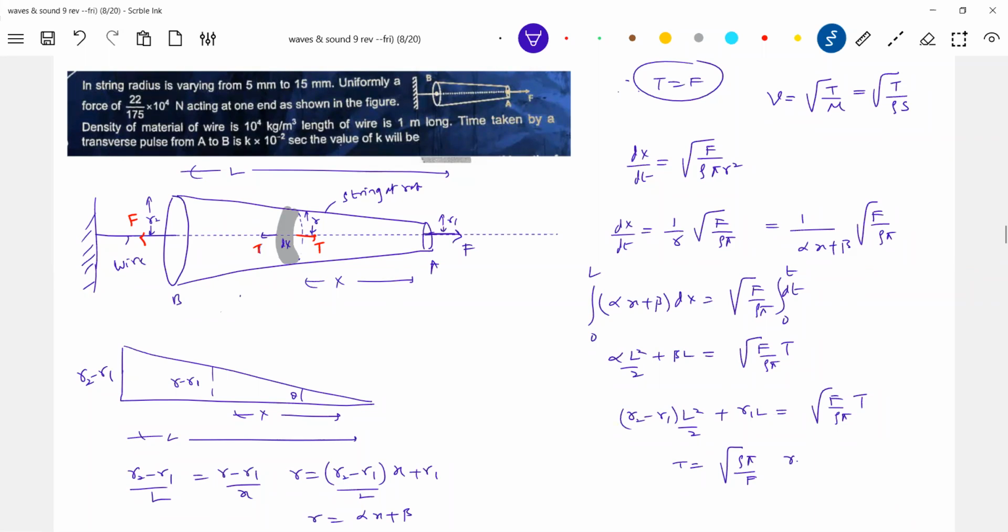Here one L is missing. Anybody? Simplification. R1 by, what shall I write? Yeah, R1 plus R2 L by 2. Capital T is the time taken.